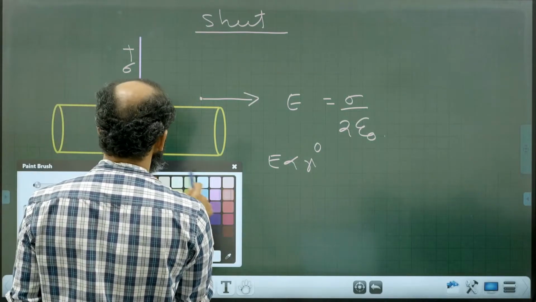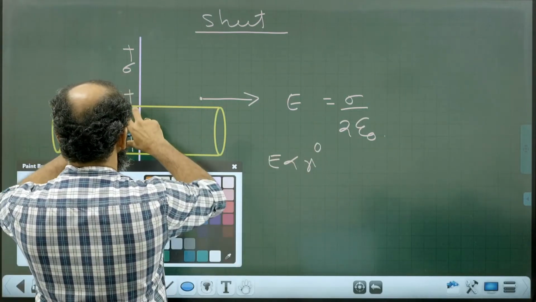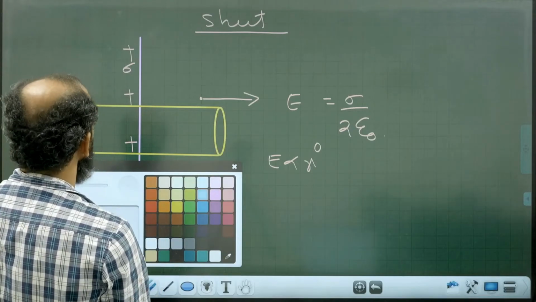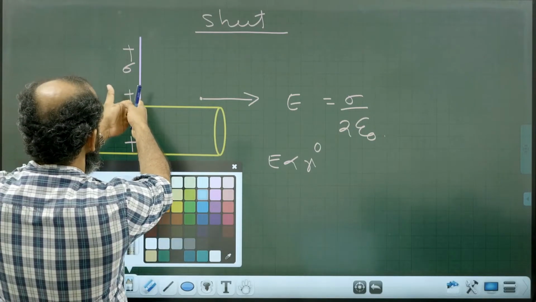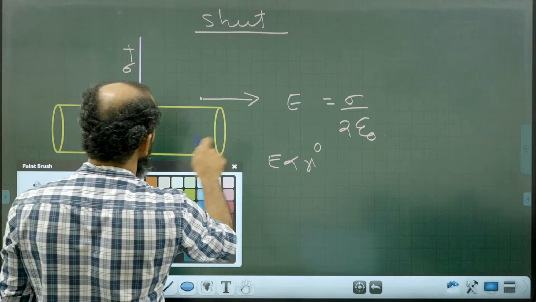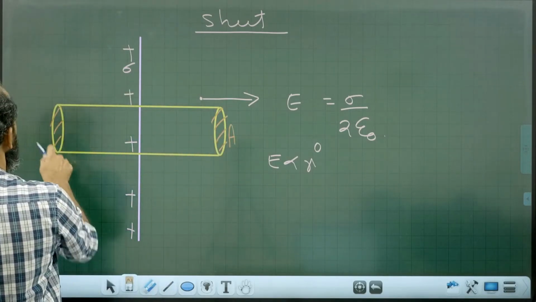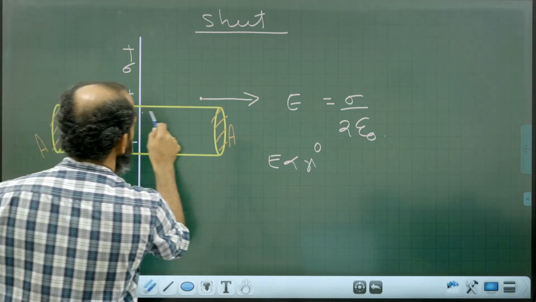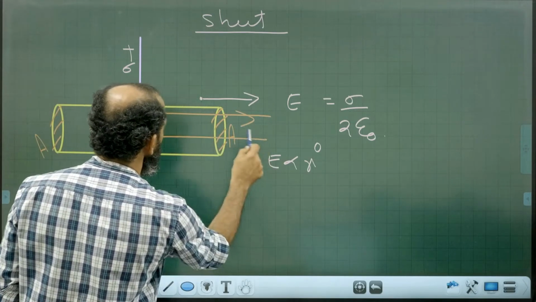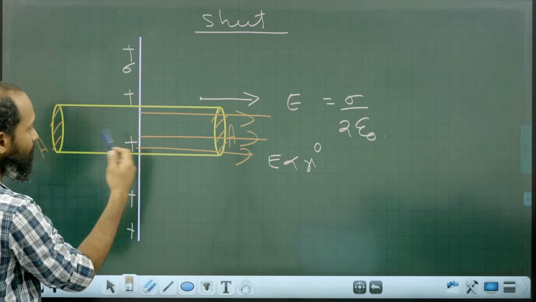What is the flux through this cylinder? The curved surface does not have any flux because the field is normal to the cross sections. So this area, let it be A. This area, let it be A. Then the field lines cross normally that area alone. Curved surface, no flux.